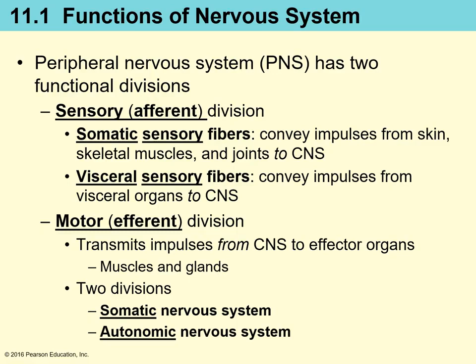And then the motor division, or the efferent, this is going to be transmitting impulses from the central nervous system to the various effector organs, the muscles and the glands. That can be further subdivided into two divisions, the somatic nervous system and the autonomic nervous system.